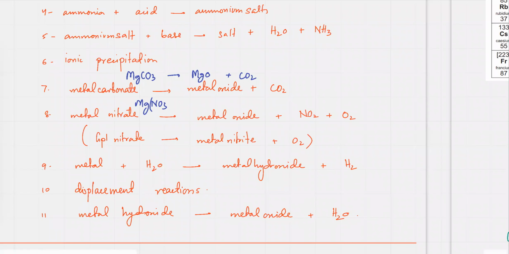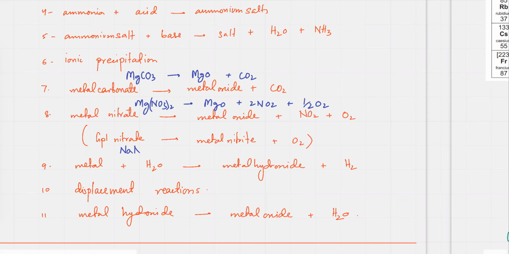Now, if you've got a nitrate, it would also decompose to form a metal oxide plus NO2 gas, plus O2 gas is going to be produced. Group 1 nitrates decompose differently. They produce nitrites, but remember group 1 is not in your course in AS or A2. But you did study this in O-levels.